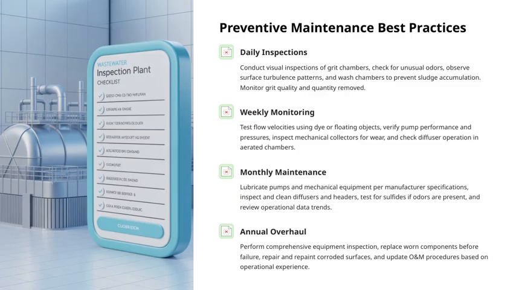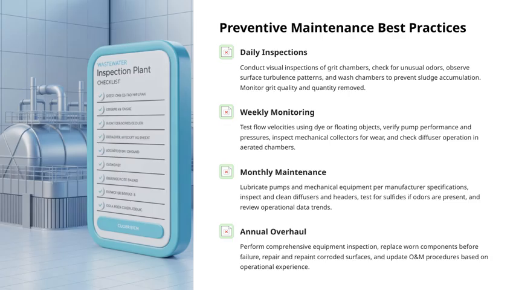First, daily inspections are crucial. I like to think of this as our routine health check. We need to visually inspect grit chambers, look for any unusual odors, and observe how the surface turbulence patterns behave. Also, don't forget to wash the chambers regularly to prevent sludge buildup, which can hamper performance. Monitoring the quality and amount of grit removed each day helps us catch issues early.